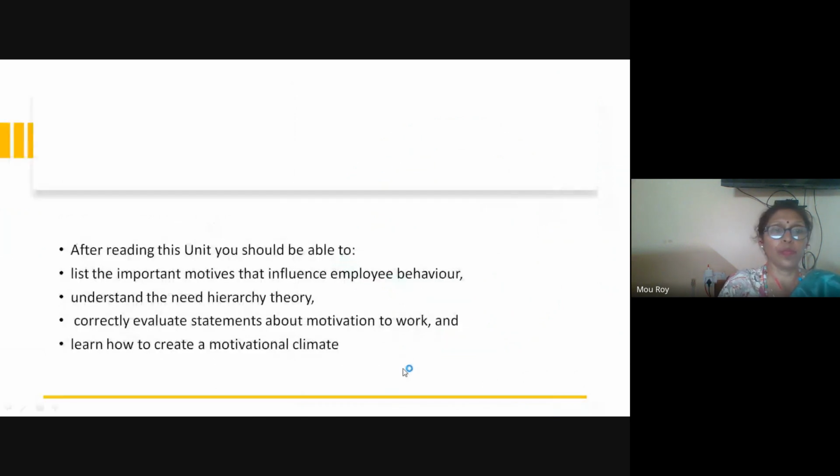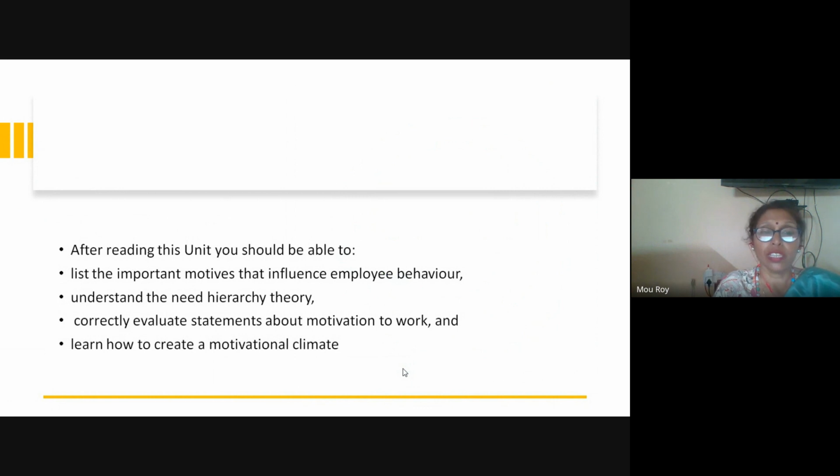After reading this unit, you should be able to list the important motives that influence employee behavior. If you are being properly taken care of, you'll always be feeling happy and contribute to the environment. But if you are not properly taken care of, then your behavior also changes. That reflects on your behavior. If you're happy with an organization, that reflects on your behavior. So that is very important.